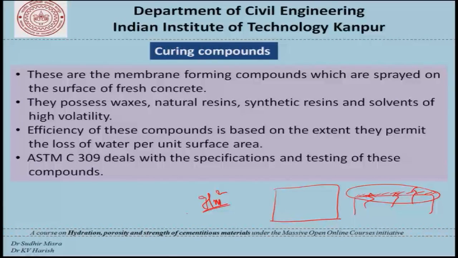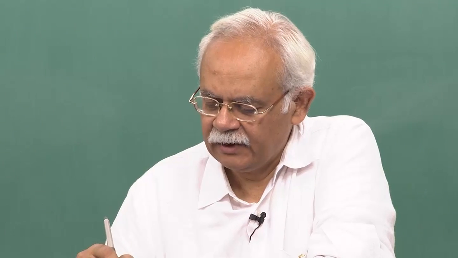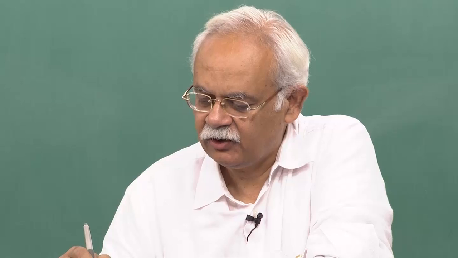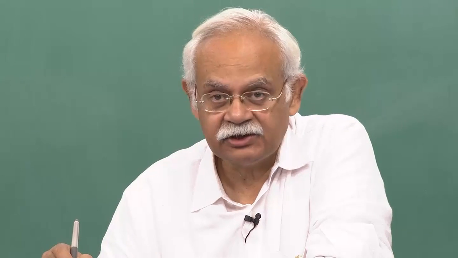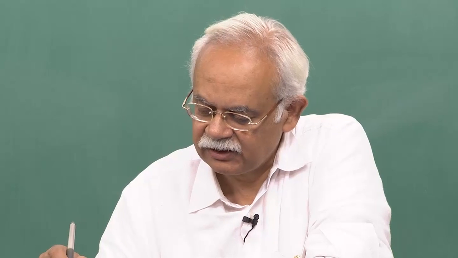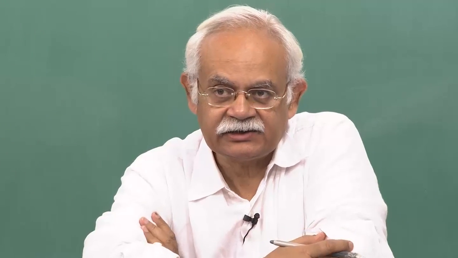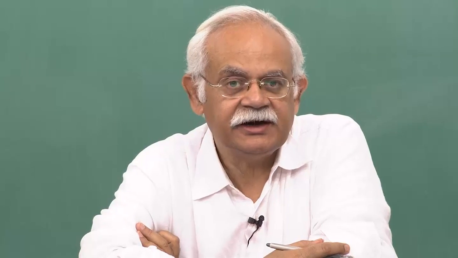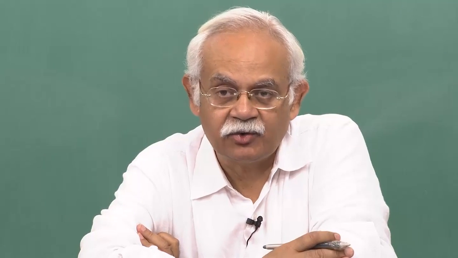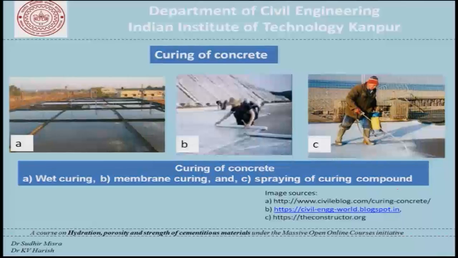ASTM C309 deals with the specifications and testing of these compounds. What we also need to make sure is that the application of these compounds is not detrimental to the concrete from a functional point of view. For example, in an application where we are trying to apply curing compounds on the surface of concrete like this, it should be ensured that the application of these compounds does not alter the surface characteristics of concrete in a manner that it becomes detrimental from a functional standpoint, not only immediately but even in the long term. These pictures here show wet curing, membrane curing, and the spraying of curing compounds.